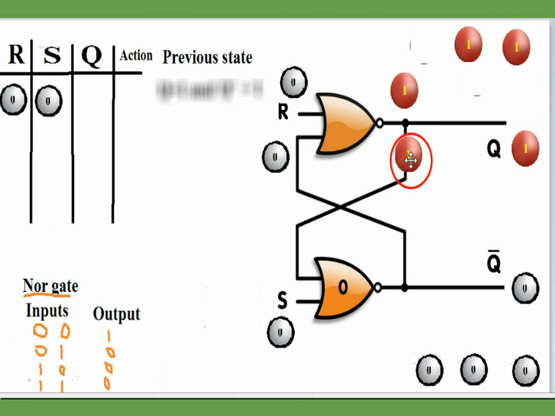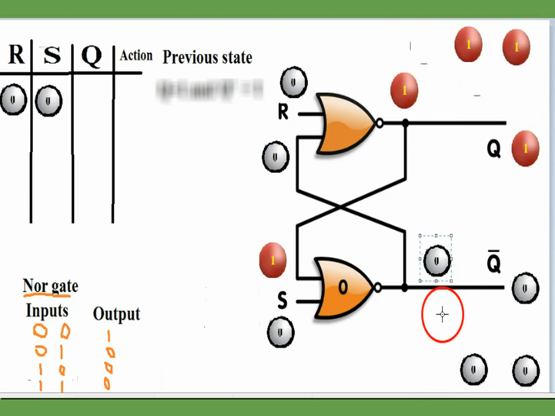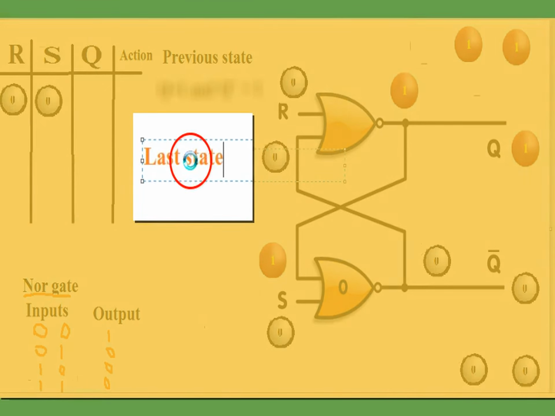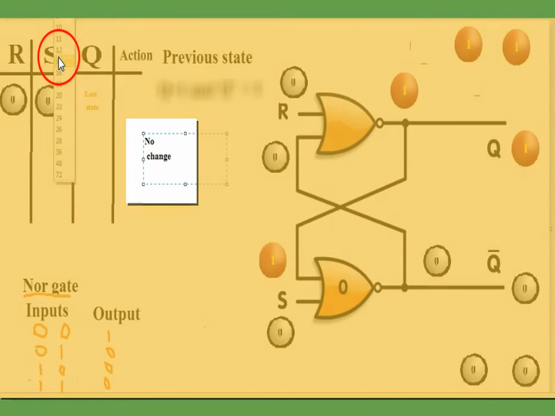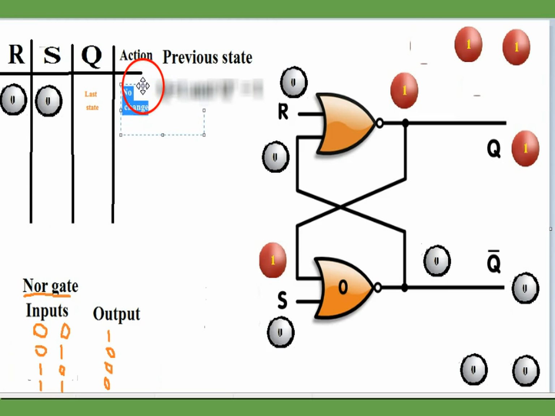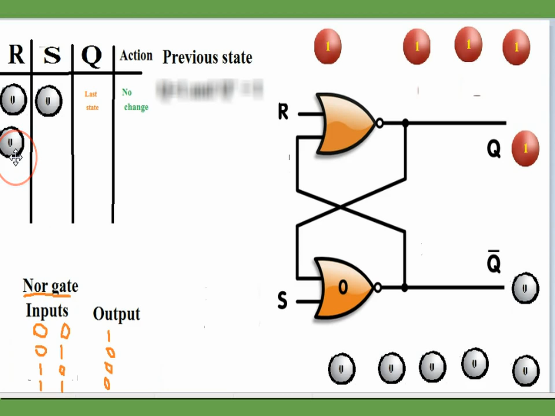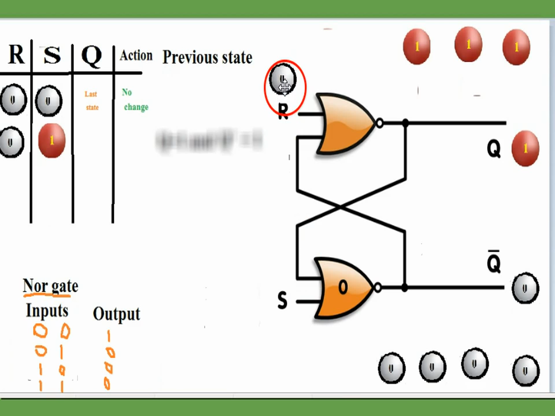This 1 is flowing and reaches here. 1,0, see the table again. 1,0 is 0. So the output of the NOR gate is 0. The last state was Q 1 and Q bar 0, and there is no change in the last state. It is as it is. When R is 0 and S is 0, whatever the previous state, it will exist. So remember, 0,0: the last state exists, whatever it is.